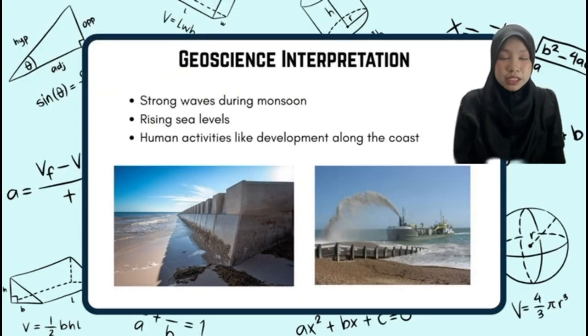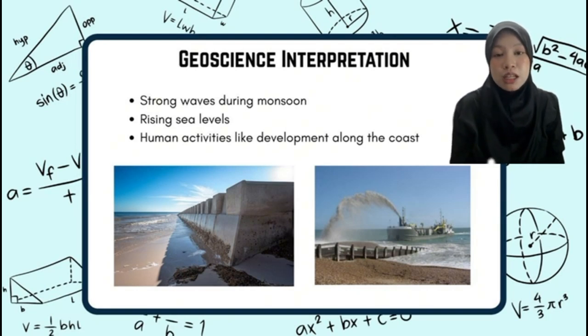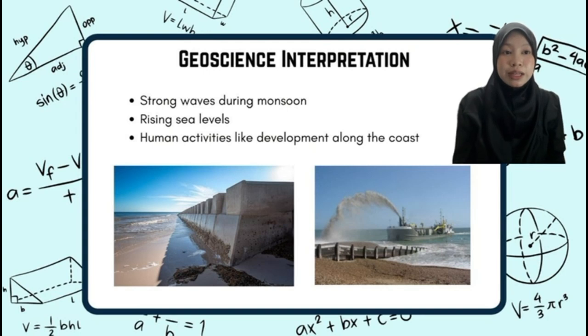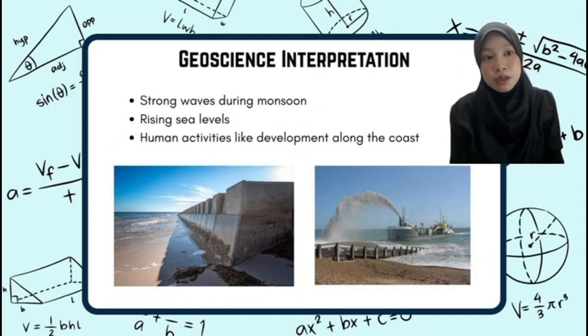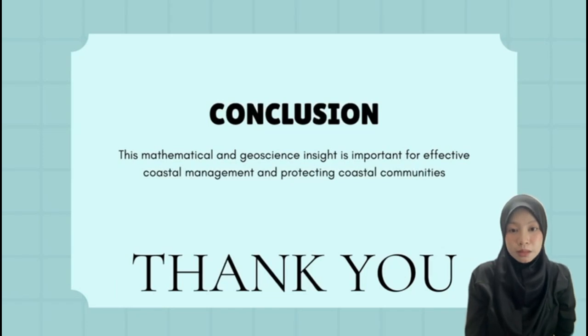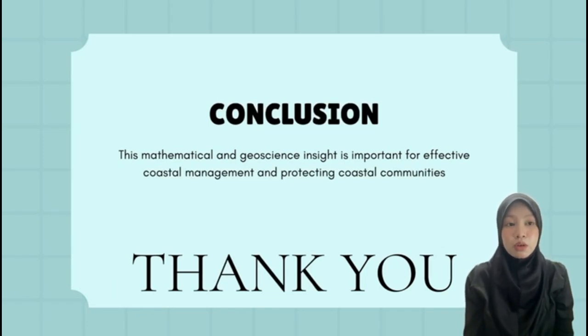So for geoscience interpretation, the negative value indicates the shoreline is moving landward, confirming coastal erosion. The increasing rate over time shows that the erosion is accelerating. Factors contributing include strong waves during monsoon, rising sea levels, and human activities like development along the coast. So in summary, derivatives help us quantify coastal erosion.